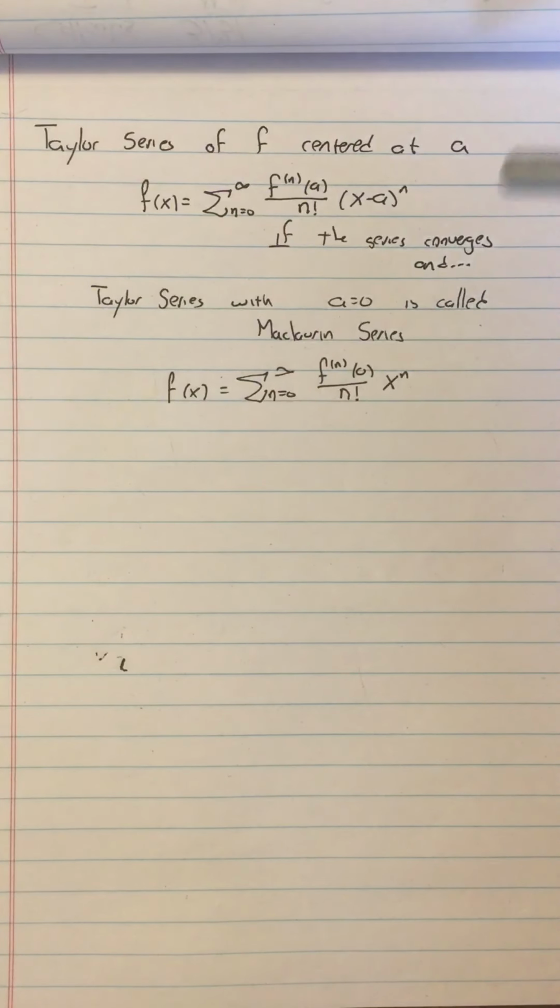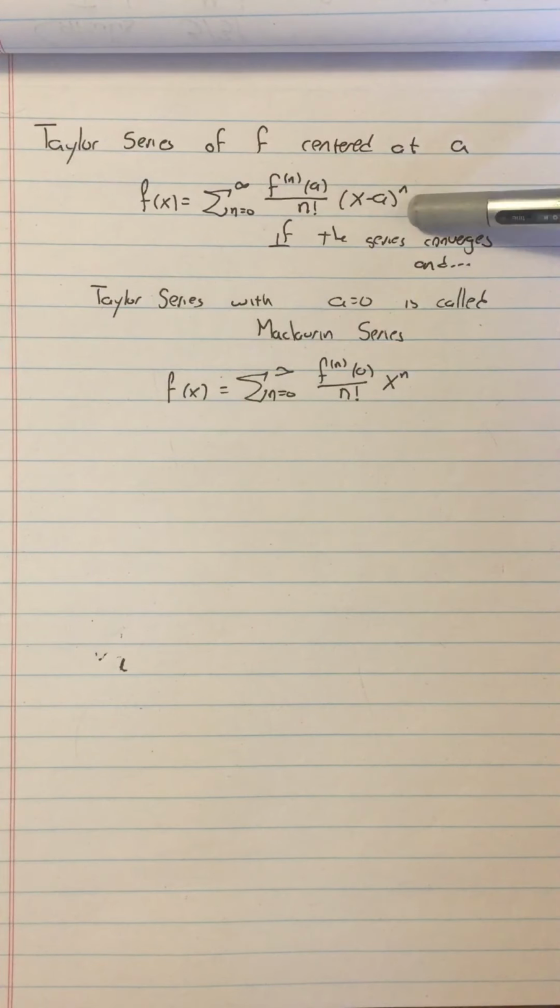So we know that if a function is representable by a series, the series looks like this. That's called a Taylor series. It's called Taylor series centered at a.